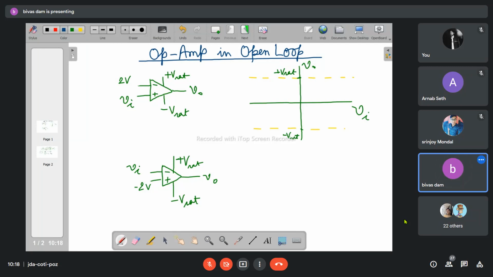Now, here I have to find out under which condition the input difference voltage is positive and under which condition it is negative. Now tell me when the input difference voltage will be positive. Yeah, when VI is greater than 2 volt. And when will it be negative? When VI is less than 2 volt. So there is a 2 volt mark on the VI axis, which is acting as a reference point. So let me mark that.